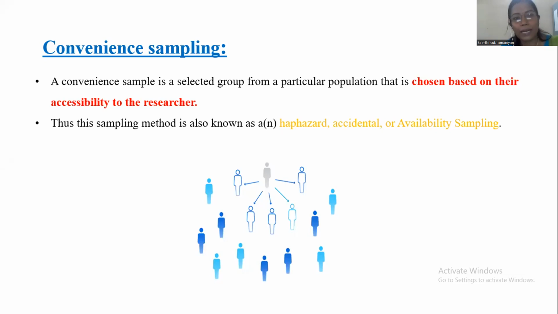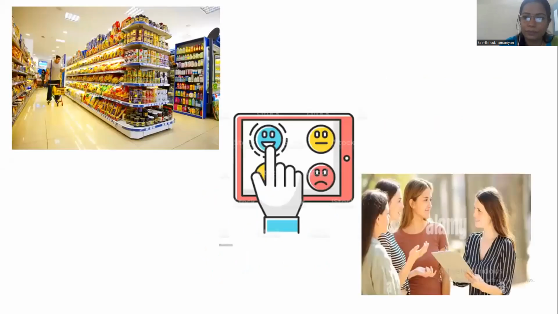There are a few times when you are allowed to do convenience sampling, but as I said, it comes with an error. It is like a time-saving mechanism. Instead of going and researching a lot, you are just getting reviews from your friends and finishing off.